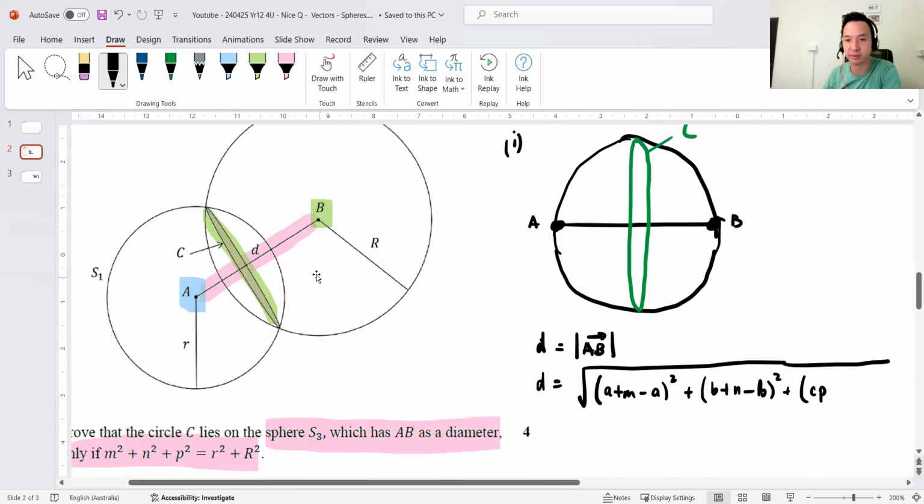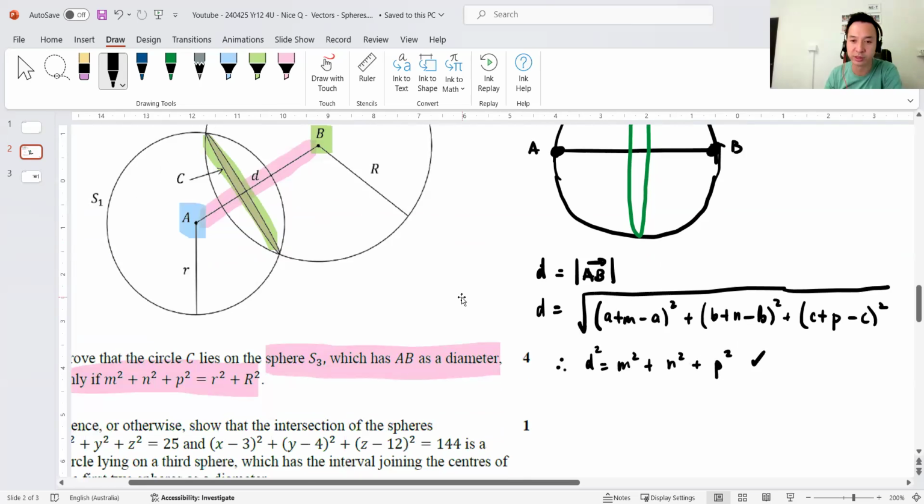Sorry, C plus B. C plus P minus C squared, right? The A's, B's, C's cancel out, so therefore D, maybe I'll go D squared, right? Equals M squared plus N squared plus P squared. Cool. Now, why do I know that that looks like it's on the right track? Because that is the same as this, right?